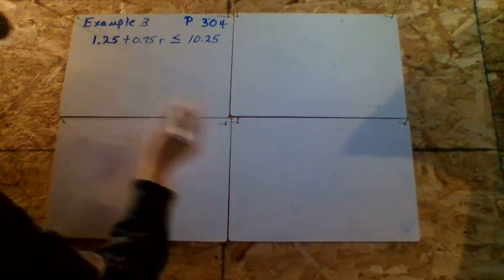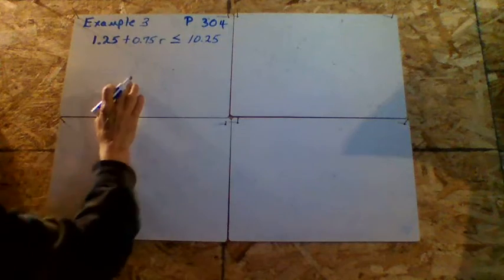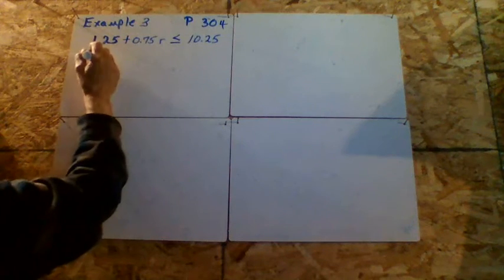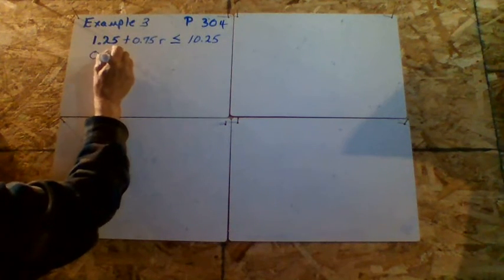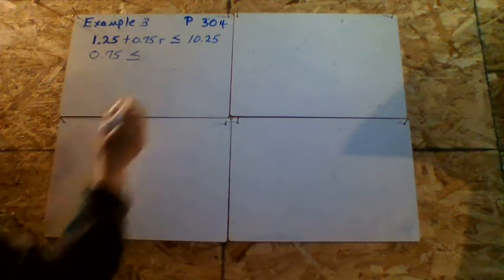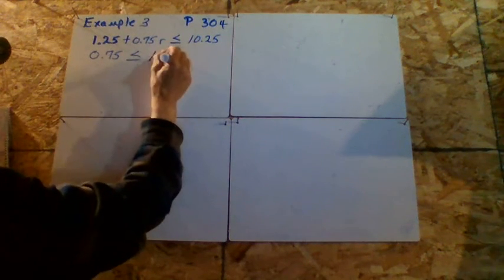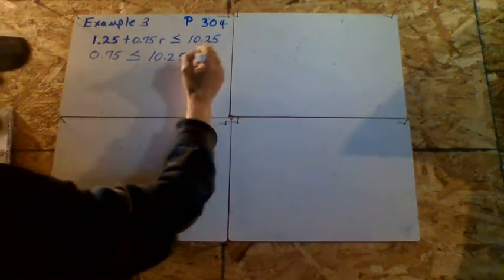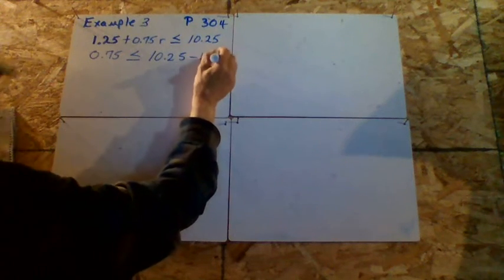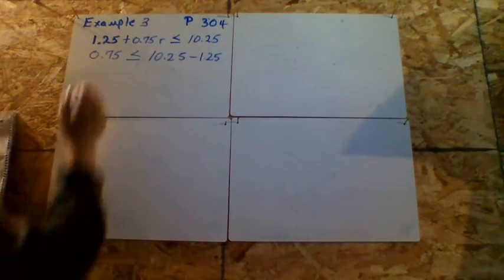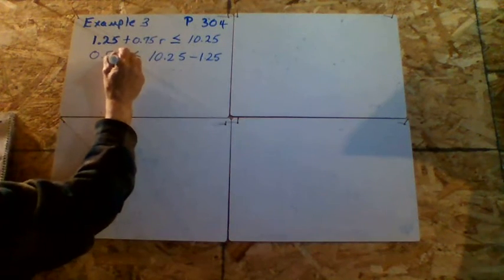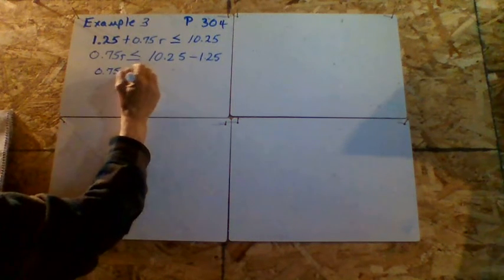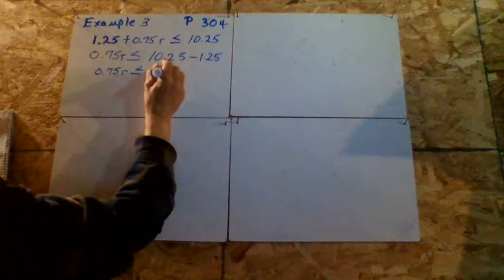So the first thing I'm going to do: we know we're going to be trying to get this variable by itself. So I'm going to send the $1.25 over to the right. That'll leave me with 0.75 r less than or equal to the $10.25. This is a plus $1.25, so it'll have to go over as a minus $1.25, leaving me with 0.75 r is less than or equal to 9.